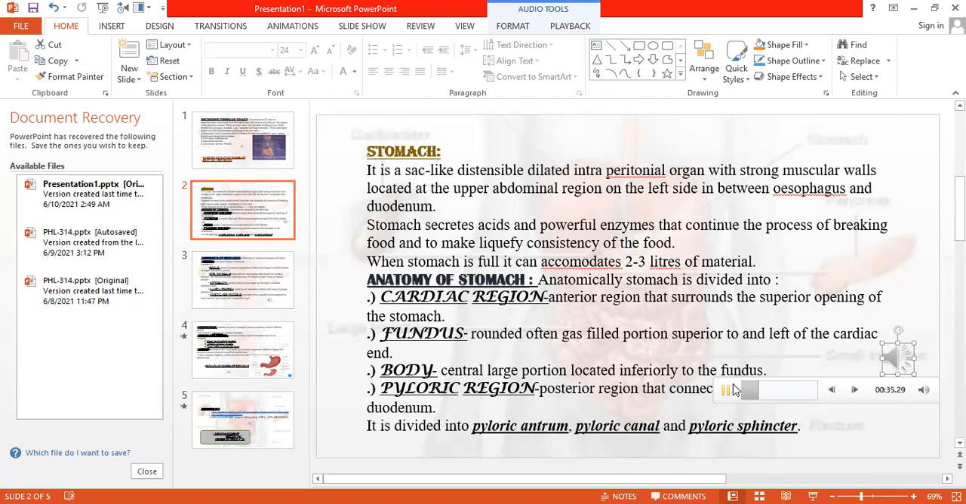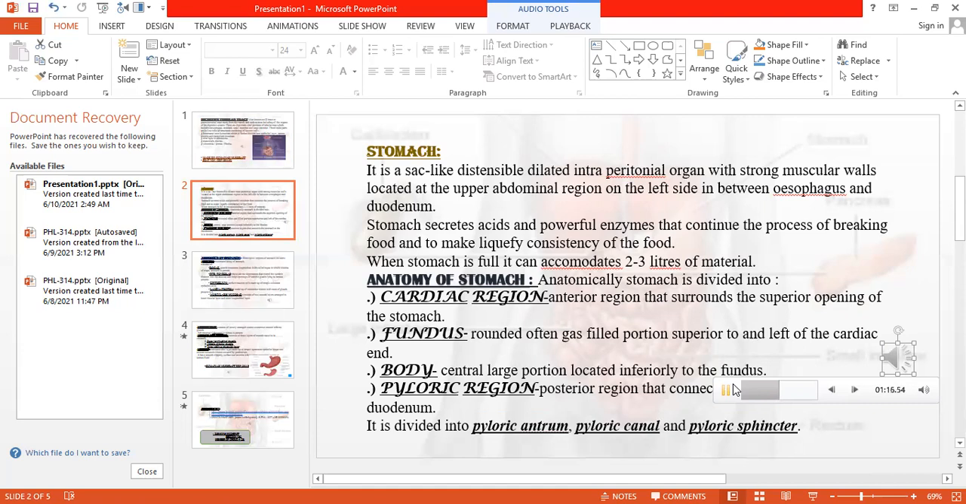The stomach is located in the upper abdominal region and it secretes some acids and also some powerful enzymes that aid the process of breaking down food, as a result of which food comes into a liquefied consistency. According to many researchers, it is proven that when the stomach is full, it can accommodate 2 to 3 liters of material. Here I have covered the introduction to the stomach.